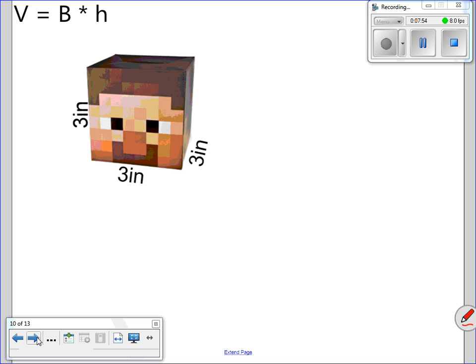Next one. Minecraft. I have no clue what this guy's name is, but I figured some of you boys and girls would know who this is. Let's see how we're going to do this. I see all these 3's. Don't just go 3 times 3 times 3. Actually make sense of it.